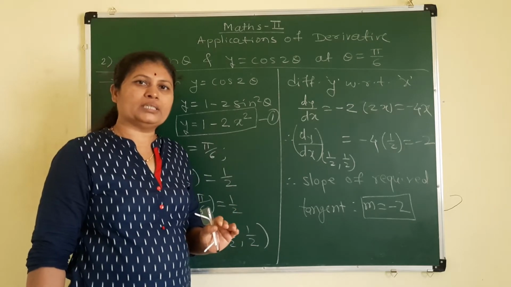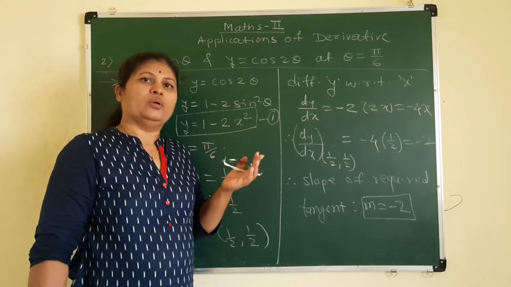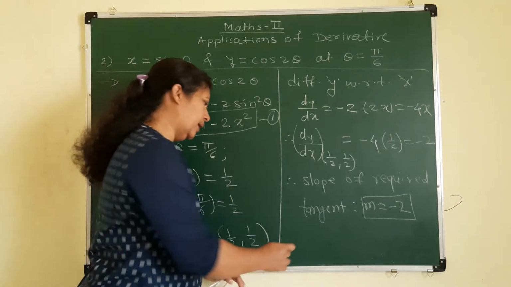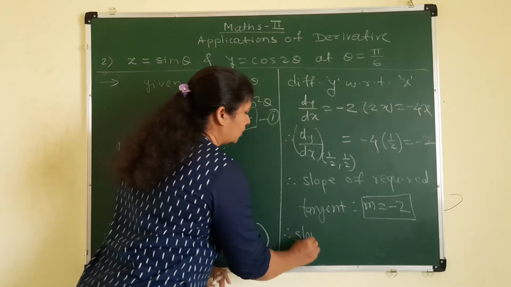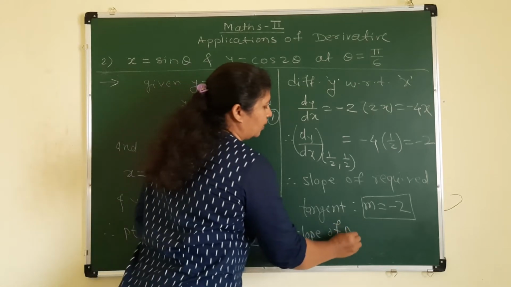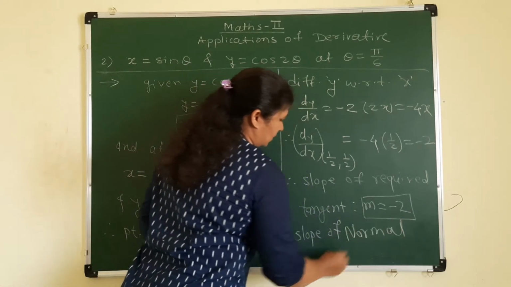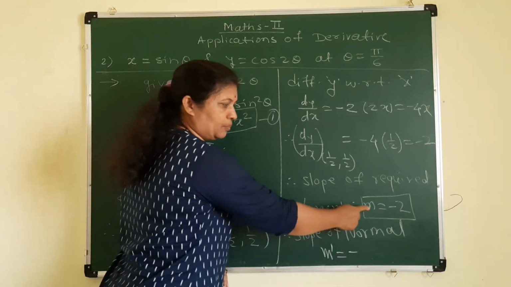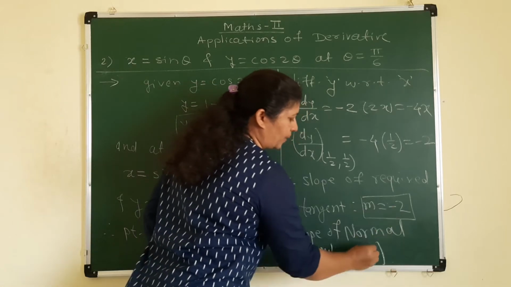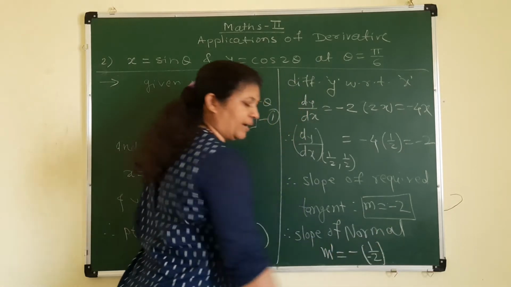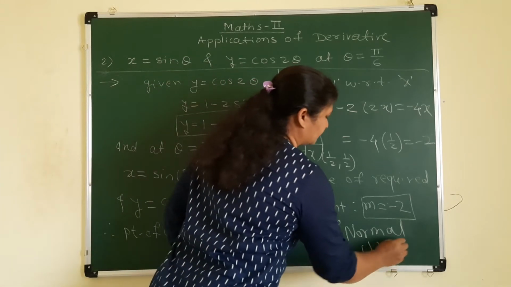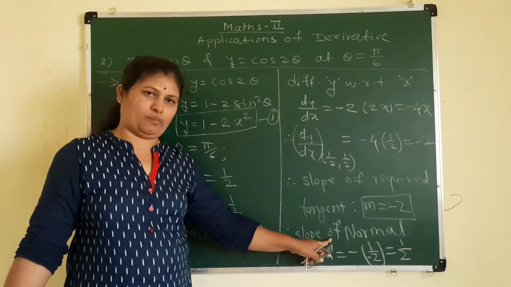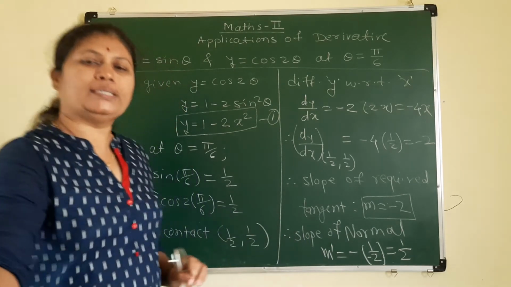What is the slope of tangent? Its negative reciprocal will give you the slope of normal. Therefore the slope of normal, given by m dash, is equal to the negative reciprocal of this one. So what is the reciprocal of minus 2? It is 1 upon minus 2, and the negative of this is plus 1 upon 2. This is the slope of normal.